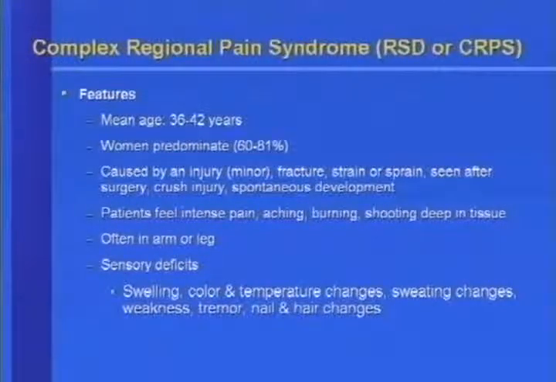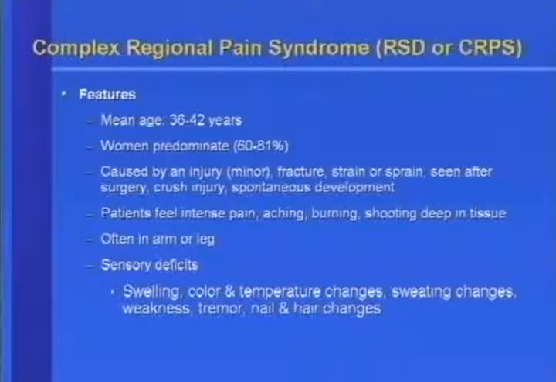What about complex regional pain syndrome? This is the next and last condition I like to describe with respect to neuropathic pain. It really was renamed complex regional pain syndrome. In the past, it was called RSD. And it seems like a lot of people, patients and physicians, still refer to it as reflex sympathetic dystrophy, or RSD. It predominates in women.